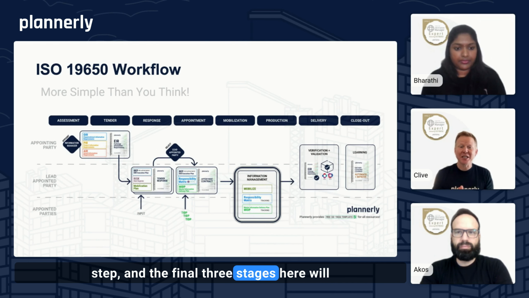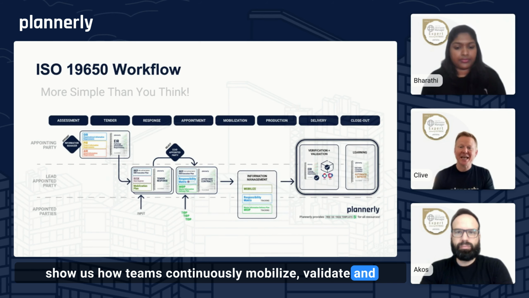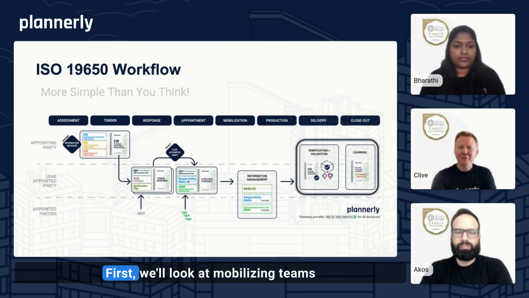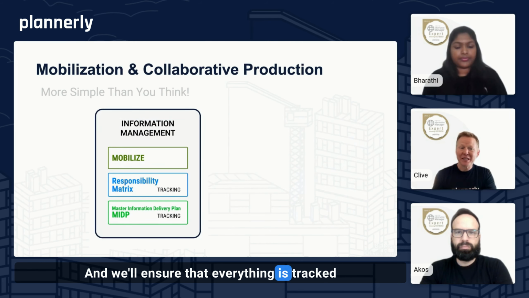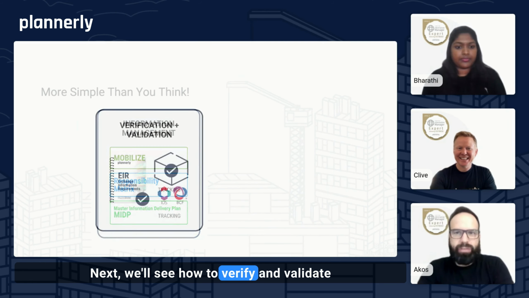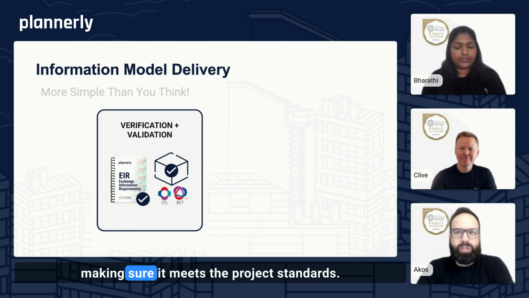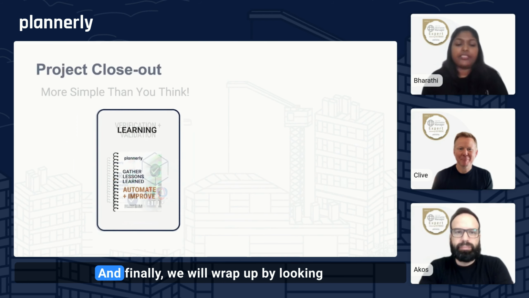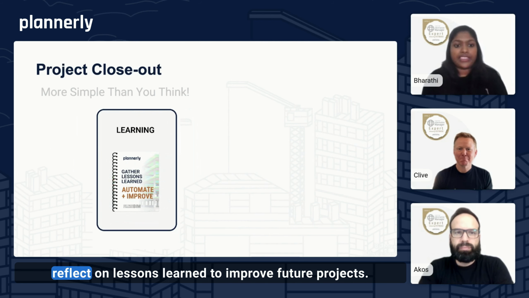And the final three stages here will show us how teams continuously mobilize, validate, and share information throughout the project. First, we'll look at mobilizing teams and how they generate information collaboratively. And we'll ensure that everything is tracked through the master information delivery plan. Next, we'll see how to verify and validate the information produced against the exchange information requirements, making sure it meets the project standards. And finally, we will wrap up by looking at the project closeout stage, where we will reflect on lessons learned to improve future projects.